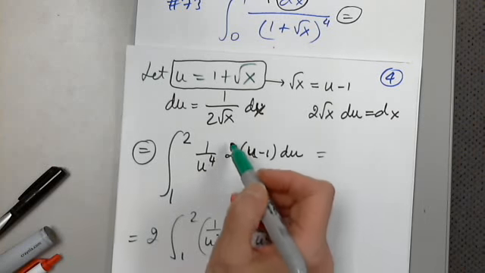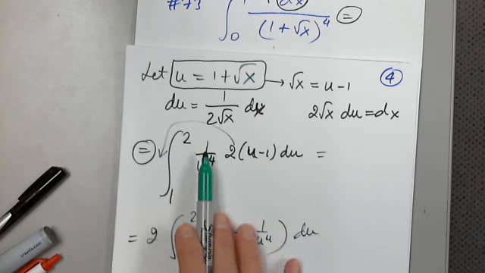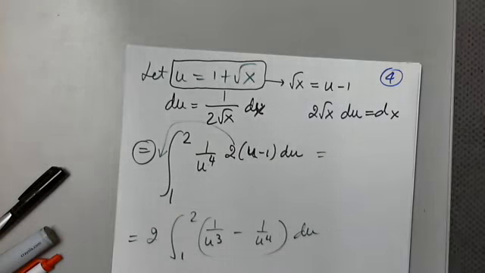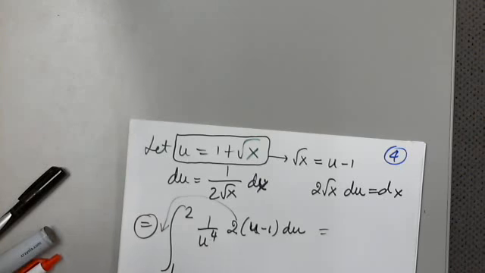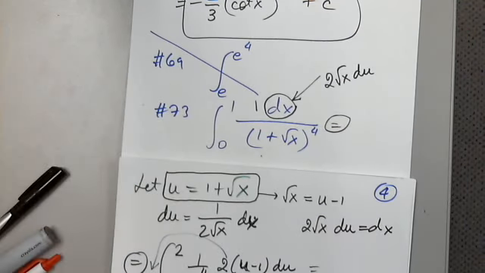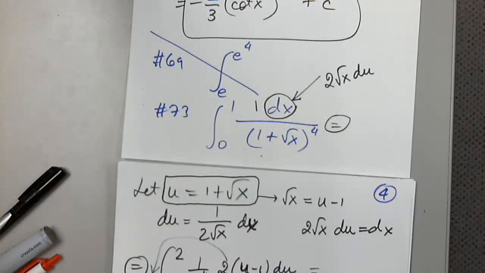So I took 2 outside, and 1 over u to the 4th times u is 1 over u cubed, and 1 over u to the 4th times negative 1 is 1 over u to the 4th. Is this clear? Which part? Let's go back. I'm still not clear on how exactly du was made to be in the problem.